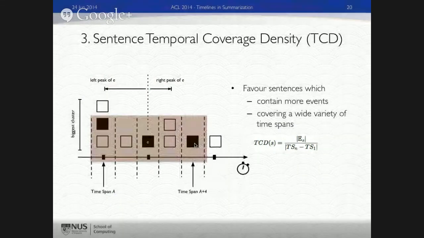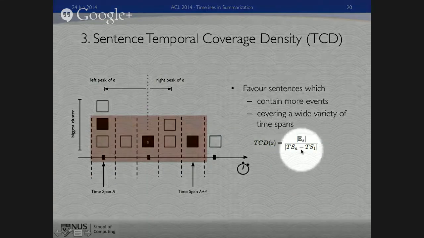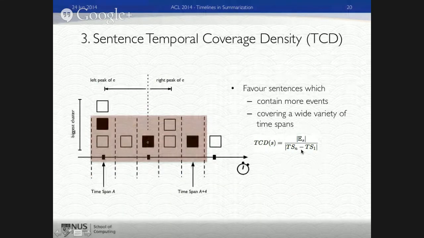So we're going to try to compute the size of the box, this pink box that it covers, and normalize that over the entire span of the article, as you can see over here. And that's going to be the sentence temporal coverage density, TCD, for this event. Okay, so these are all computed per sentence. These are given numeric values that are fed into the standard machine learning linear regression system to decide whether a sentence is good or not.